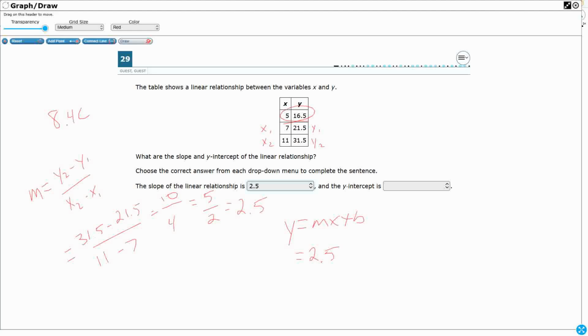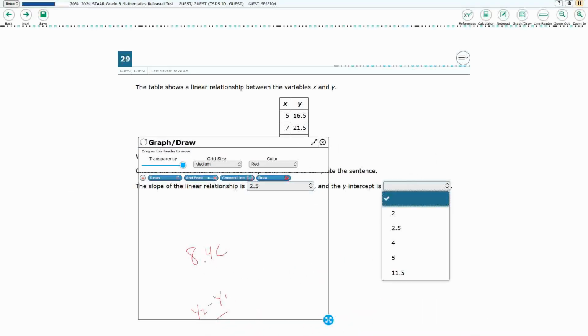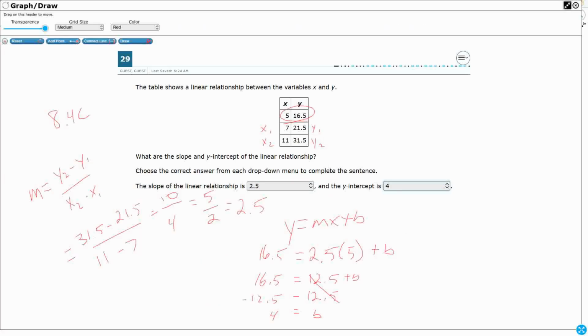Let's do any of them work, but let's just put this 5 right here. Let's put our 16.5, and now all I need to do is solve for b. So 2.5 times 5 is going to be 12.5 plus b, and then we're going to subtract 12.5 on both sides. We're going to get b equals 4. So our slope is 2.5, our y-intercept is 4, and if we want to double check our work, we could plug any of these values in right here, and we would get that same answer.